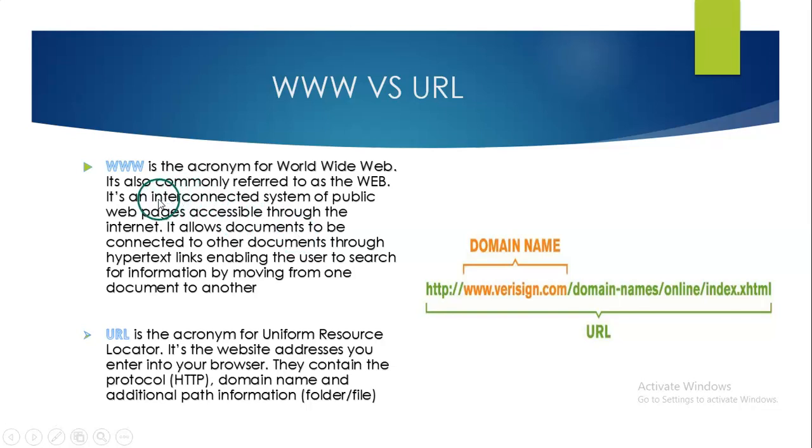So one word that you look at there is what's called interconnected. So this particular www connects web pages, several web pages from one website to the other. It allows documents to be connected to other documents through hypertext links, enabling the user to search for information by moving from one document to another. For example, you can be on a particular website and you see a link and you click on the link and it takes you to another website. That is the work of www.